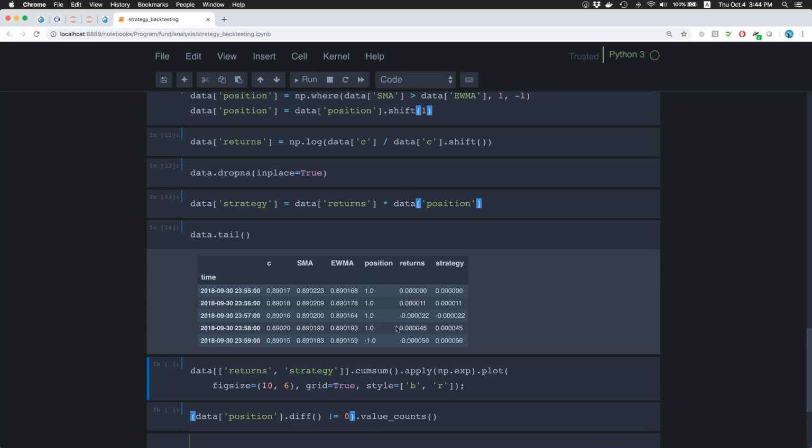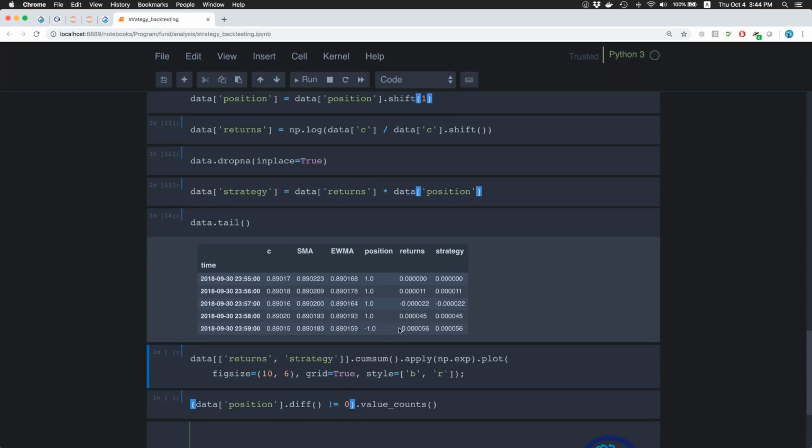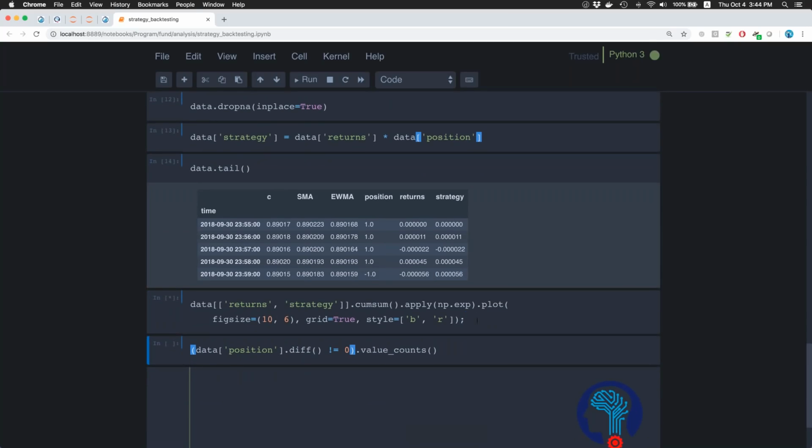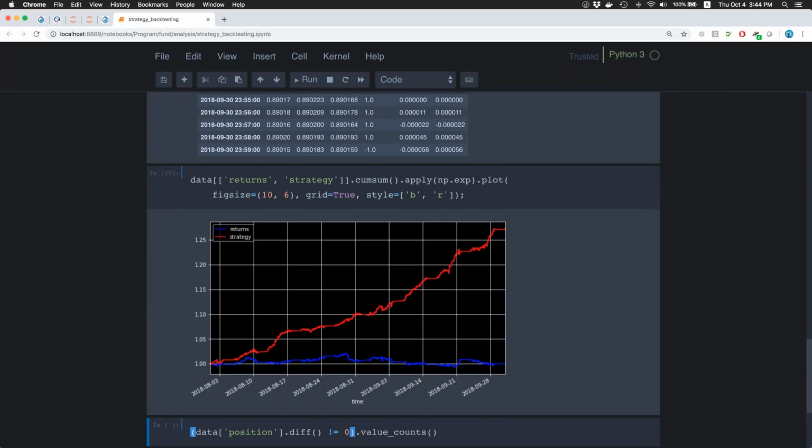When I'm long the market, I earn the market return. When I'm short the market, of course, I earn the opposite. So here, this short position seems to be a good one because the market goes down, and since I'm short, my position goes up. I can visualize the whole approach and you see, well, this works pretty well.